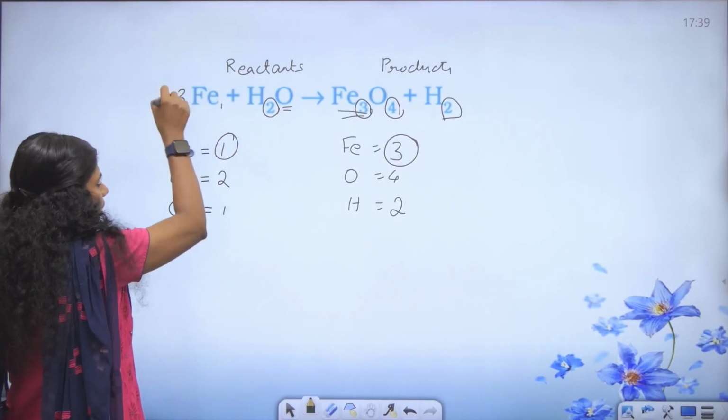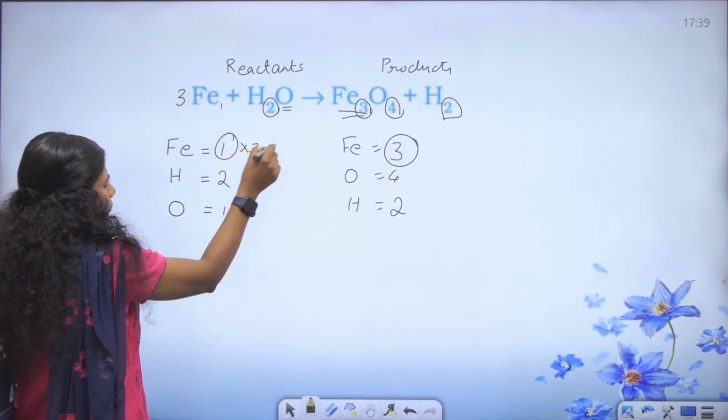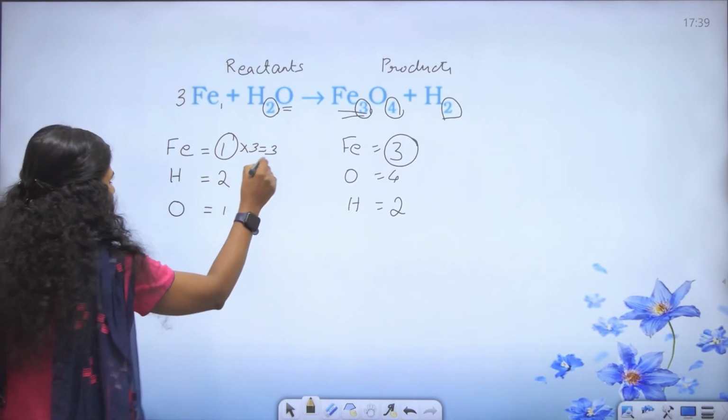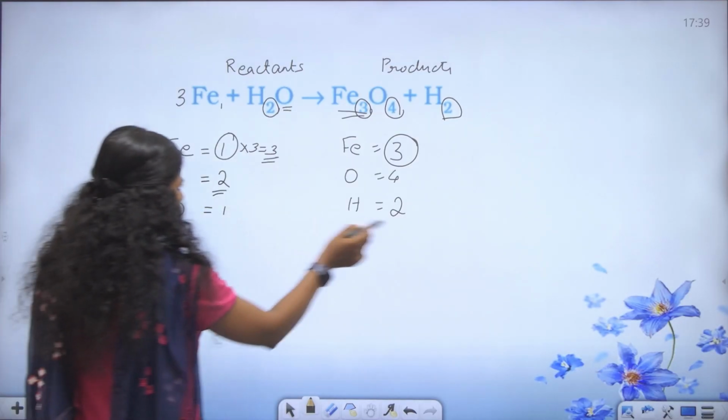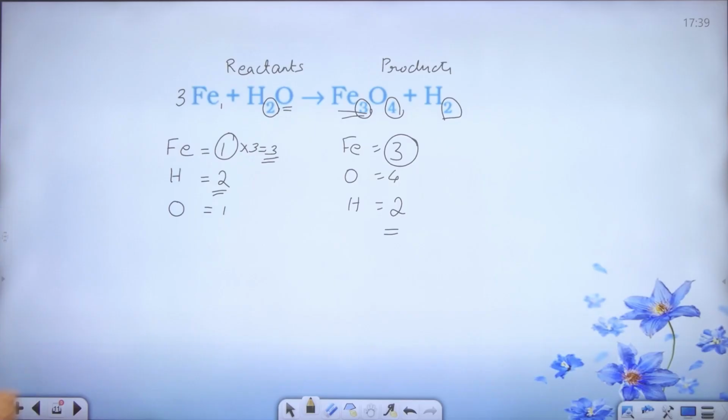3Fe means number of iron atoms, 1 into 3. Total number of iron atoms in 3Fe is 3. Number of iron atoms in the reactant side is 3 and in the product side is also 3. Then hydrogen is already balanced, and then balance oxygen atoms. In the product side, 4 oxygen atoms are present, but in the reactant side only 1 oxygen atom is present. Then how to balance oxygen atoms?